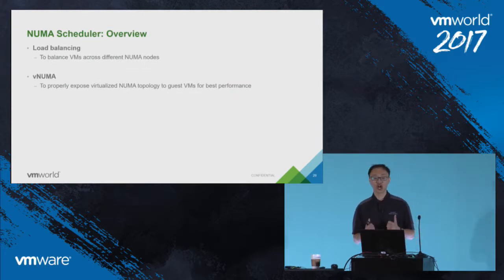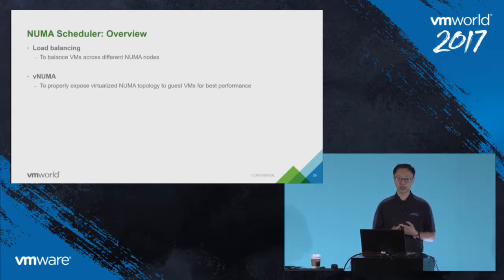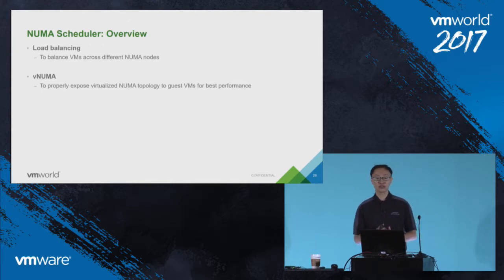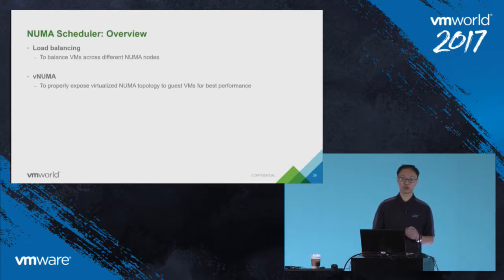The goal or the job of NUMA scheduler are two things. NUMA scheduler needs to do load balancing and try to balance VMs across different NUMA nodes, whether you have 2 NUMA nodes, 4 NUMA nodes, 8 NUMA nodes. It also tries to expose virtual NUMA-ness to the guest OS or guest application so that the whole stack can align properly for the best performance.